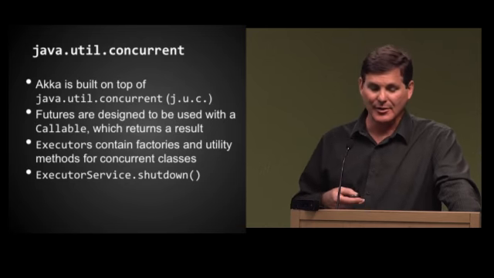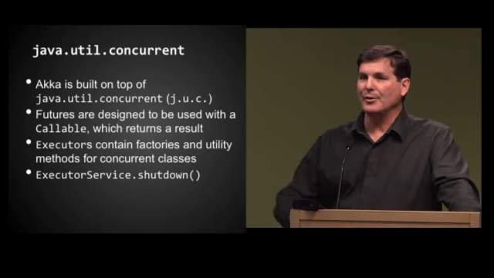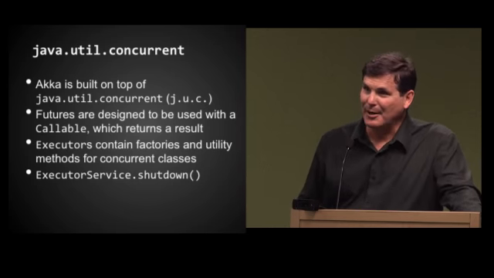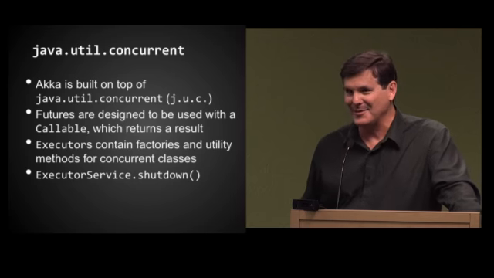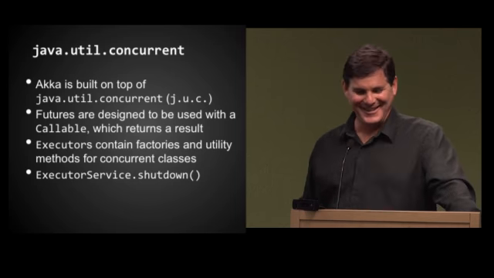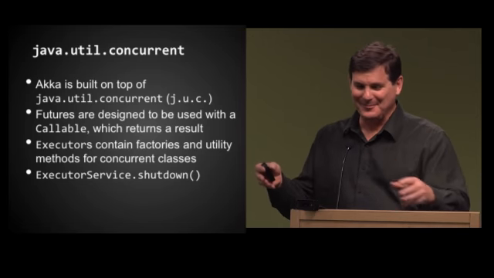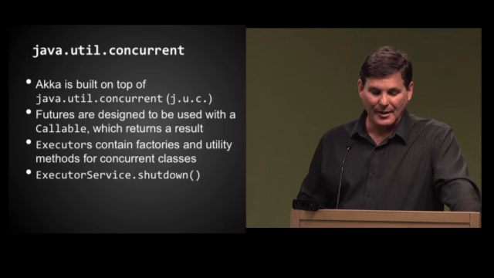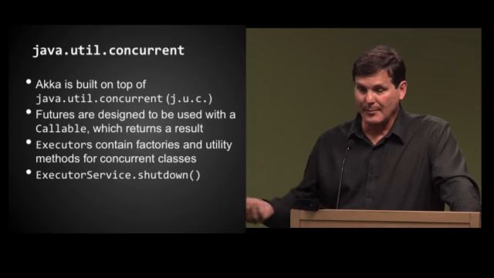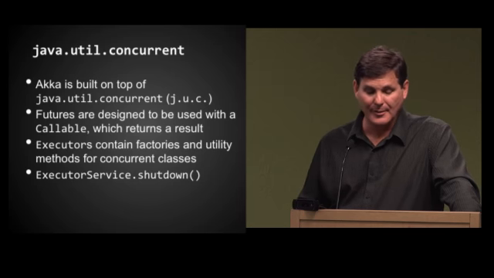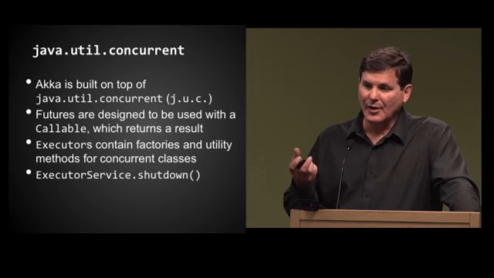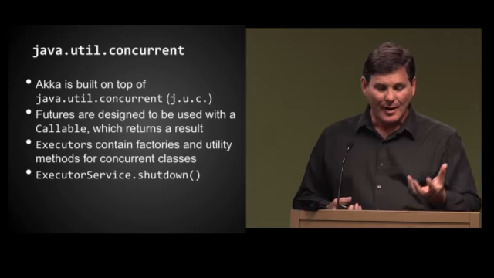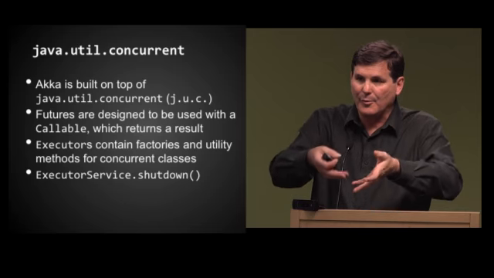j.u.c, java.util.concurrent, is the basis for everything we do in the JVM that requires many things going on at once. See, I didn't use the word parallelizable or concurrent at that time. It's getting awkward. What word can I use? So when you've got many threads happening, j.u.c is your foundation. We're talking about futures. A future is kind of like a container that holds a callable, and that callable will return a result, and that result will be in the future.